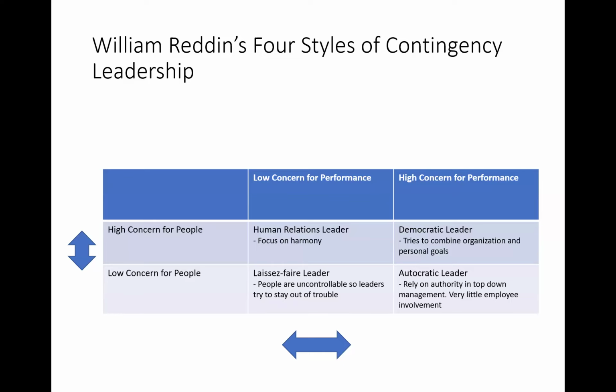And then at your top right-hand corner, probably your preferred place to be is Democratic leader. High concern for people as well as high concern for performance. Democratic leaders try to combine organization and personal goals to find that point of goal congruence in order to not only make the organization effective, but to make the organization a productive place for people to work and so that people really feel that they are in alignment with the organization. They have a home in the organization, kind of that esprit de corps, that team spirit that was talked about all the way back with Henri Fayol, probably back in our second week of classes.